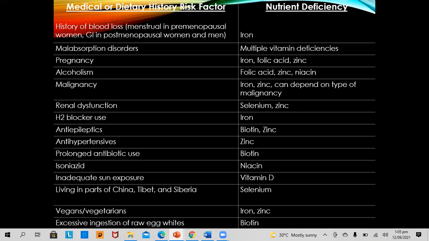Prolonged antibiotic use causes biotin deficiency. Isoniazid causes niacin deficiency. Inadequate sun exposure causes vitamin D deficiency. And living in mountainous areas, China, Tibet, and Serbia results in selenium deficiency. Vegetarians have iron and zinc deficiency. And excessive ingestion of raw wheat results in biotin deficiency. So this was actually a summary of whatever I told before.